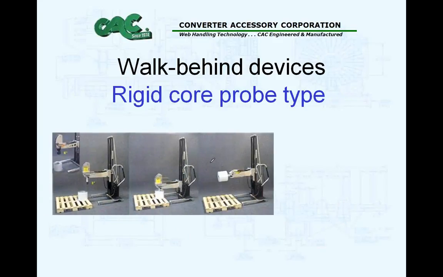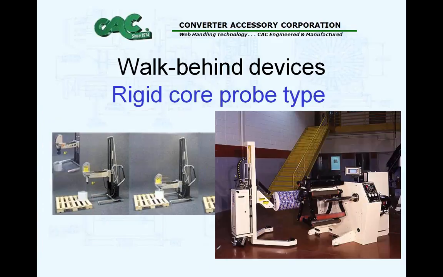This is a walk-behind device that uses a probe. As you can see, here's your probe out on the end. You would walk this device up to a core. This roll is perpendicular to the floor. You can see how you drop the probe inside of the core, and then you get the roll up in the air and turn it 90 degrees.